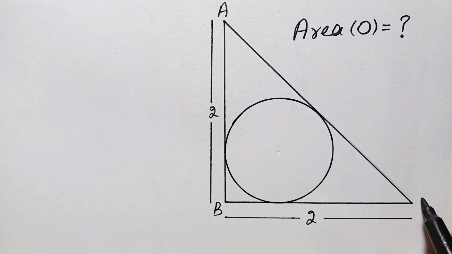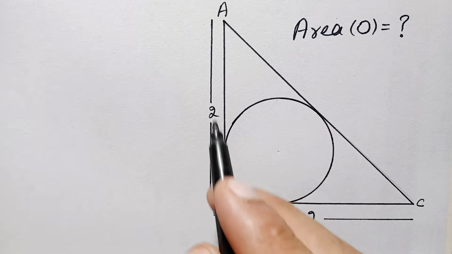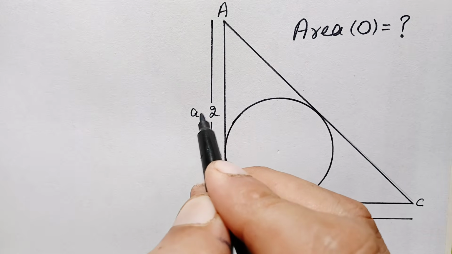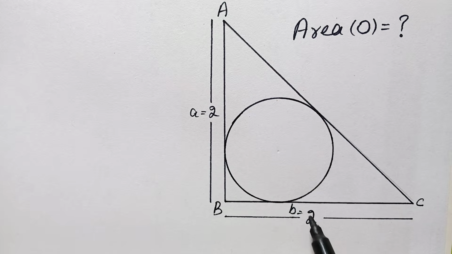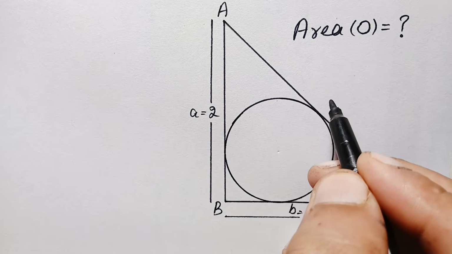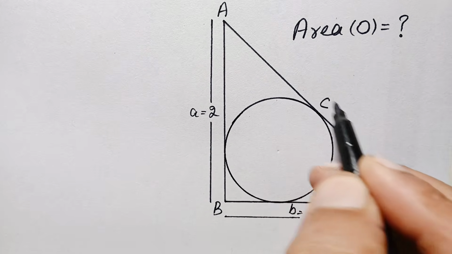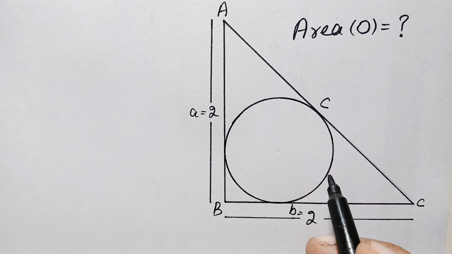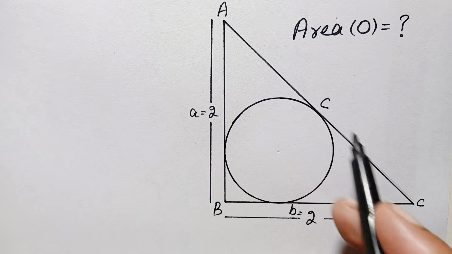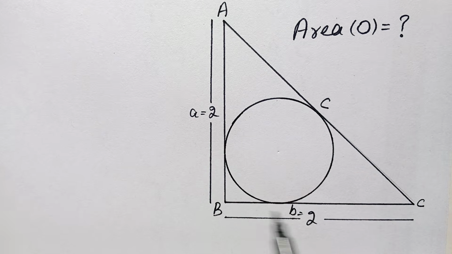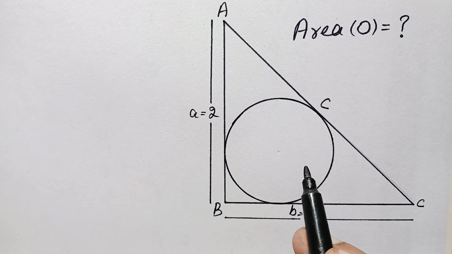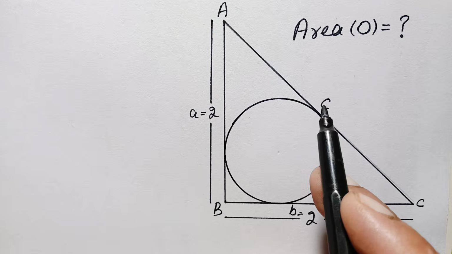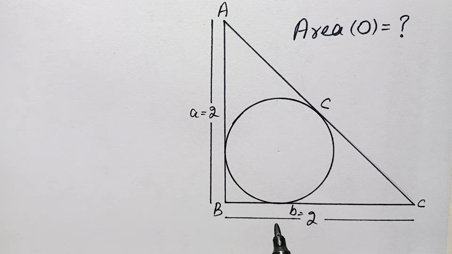B, C. And let us suppose this side is equal to small a, which is 2 units, and this side is equal to b, which is also 2 units, and this side is equal to c. Now the length of this side is not given. Here we will first try to find the length of this side. As this is a right angle triangle, we can find the value of c using the Pythagoras theorem, which states that c square is equal to a square plus b square.